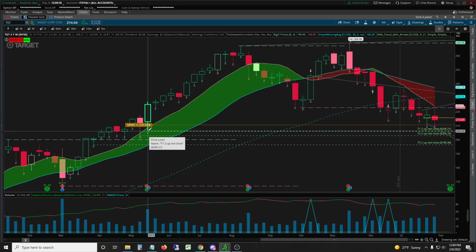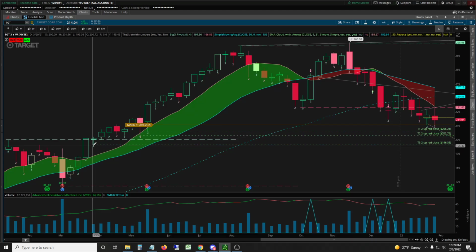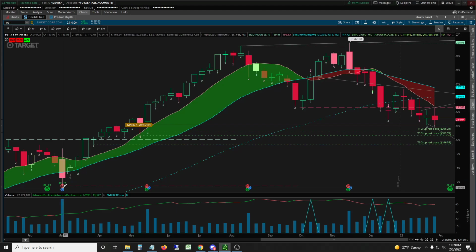So target 1 was 206.21. Target 2 is 202.76. Target 3 is 196.36. And you could go down here and take target 4, 5, 6, 7 if you wanted to. Yeah, target on Target. No pun intended.